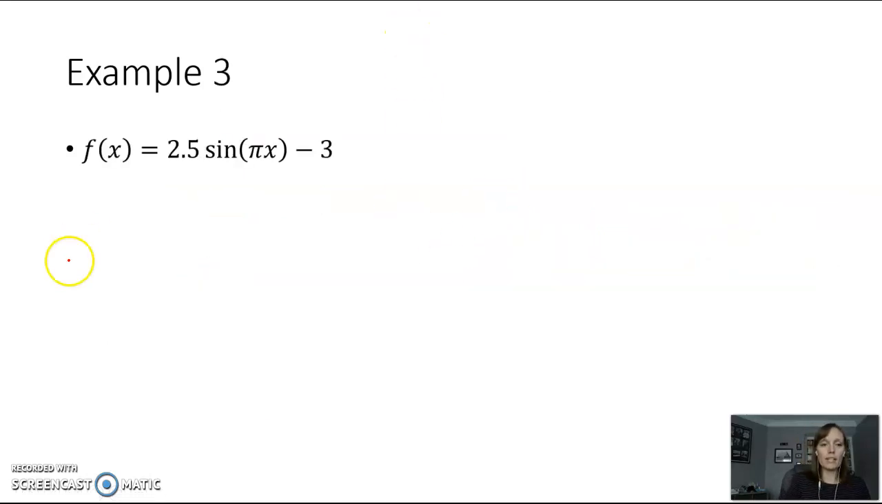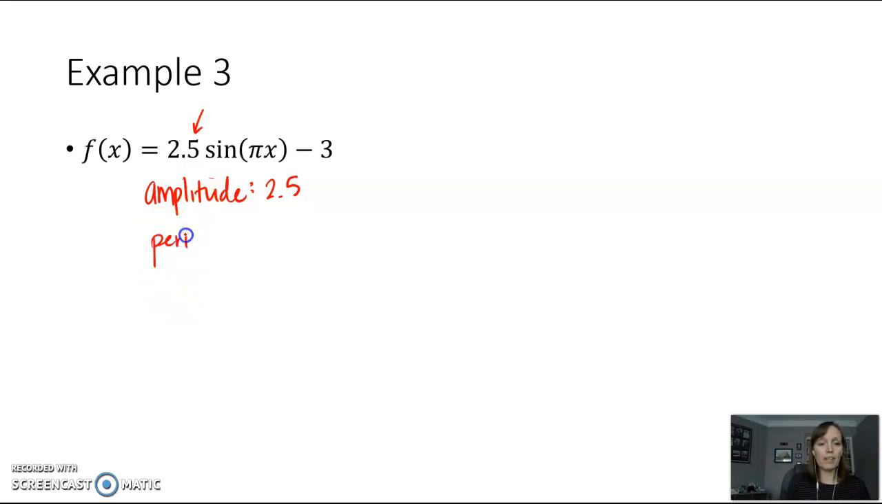Let's look at another example here and go through these same features. So starting with the amplitude, we can see that this graph of sine here has been multiplied by a value, and so now my amplitude is 2.5. So my graph is going to go up 2.5 from the midline and down 2.5 from the midline as well.